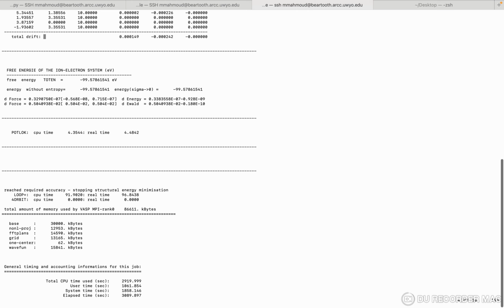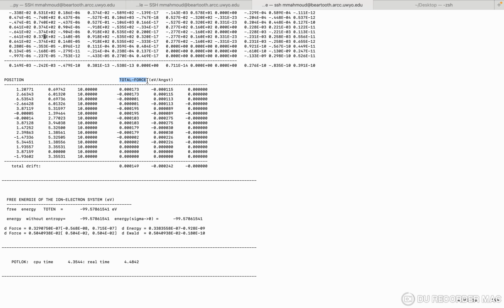If you go up a little, here is total forces, and these three columns are related to forces. As I defined EDIFFG as minus 0.001, all of my forces will be less than that number. So these forces are related to the EDIFFG number. If you define, for example, your EDIFFG as minus 0.1, all of these forces will be less than 0.1. So EDIFFG is related to forces.